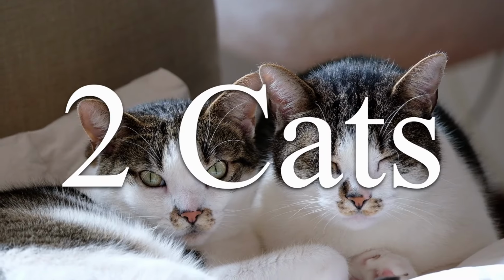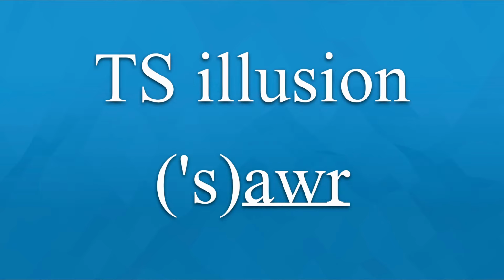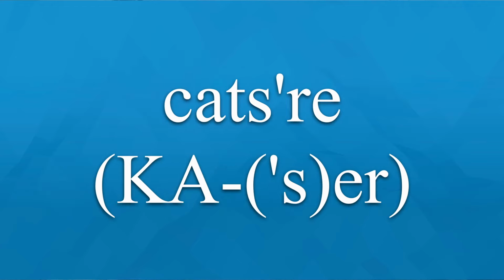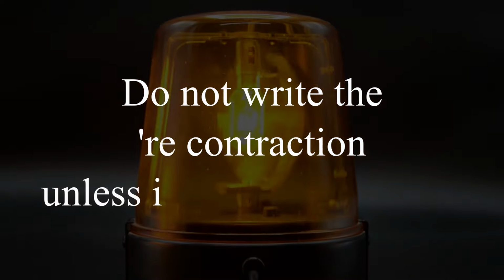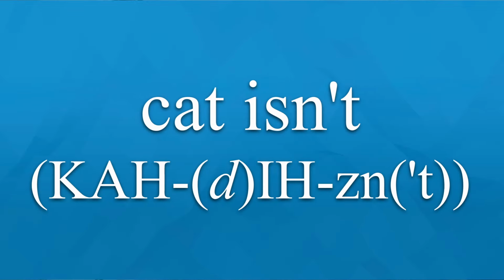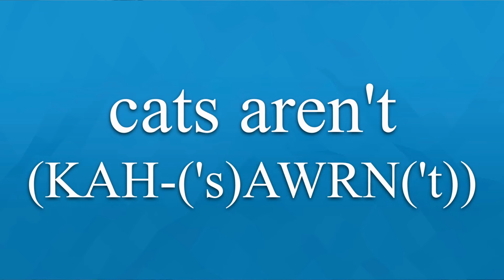What if I have 2 cats? The cats are big. The cats are big. So we have cats are, catsar, catser. You will hear this all the time from natives if you pay attention. Pro tip, do not write the apostrophe RE unless it's with a pronoun. But also there's the negative here. The cat's not big. The cat isn't big. The cats are not big. Or you can say the cats aren't big.